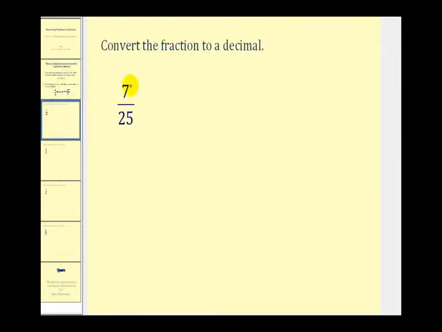So here we have 7/25. Again, this means 7 divided by 25. So if we want to perform long division, we'll set it up as 7 divided by 25. Now there aren't any 25s in 7, so remember what we can do is put a decimal point here, move it straight up into our quotient, and then we can start adding zeros.